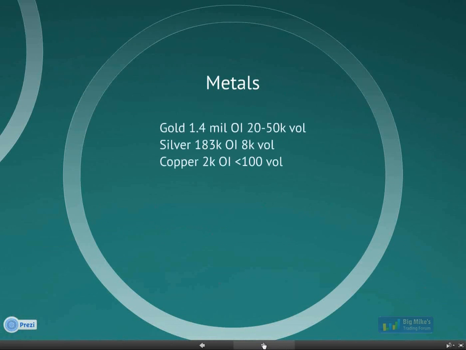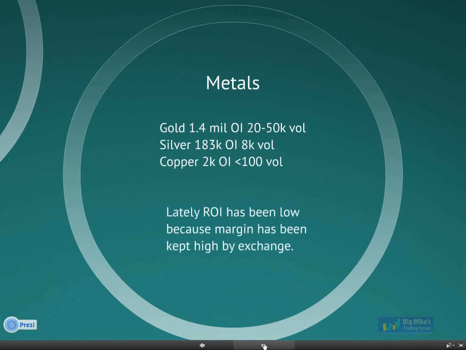Metals. Gold, 1.4 million open interest, 20 to 50,000 trades per day. Silver, 183,000 open interest, 8,000 volume. Copper, only 2,000 open interest, and you're lucky if you see 100 contracts trading a day. I don't know why, but copper options just nobody trades them.